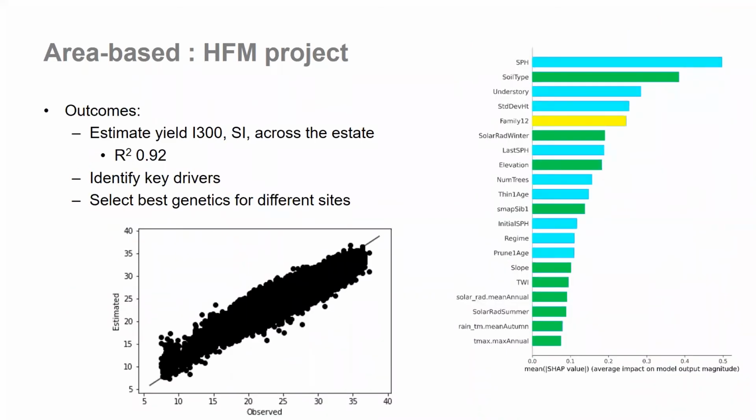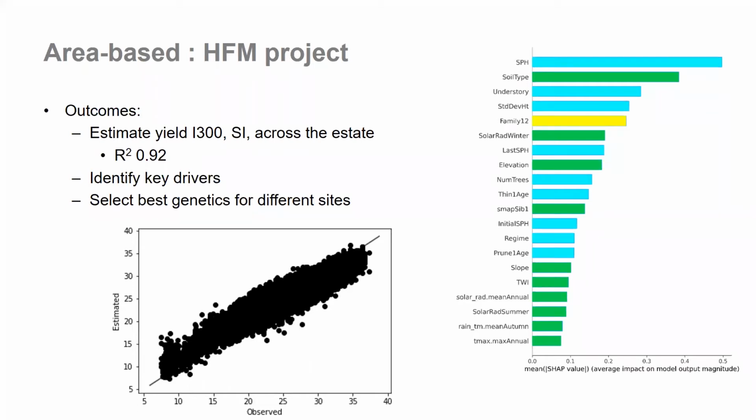Results from this project, we're able to fit models that would predict yield in terms of 300 index and site index right across the estate. The results here are for 300 index. The model had an R² of just over 0.9. The plot at the bottom indicates the predicted versus observed. And then the plot on the right shows us the top 20 ranked variables from the machine learning model.